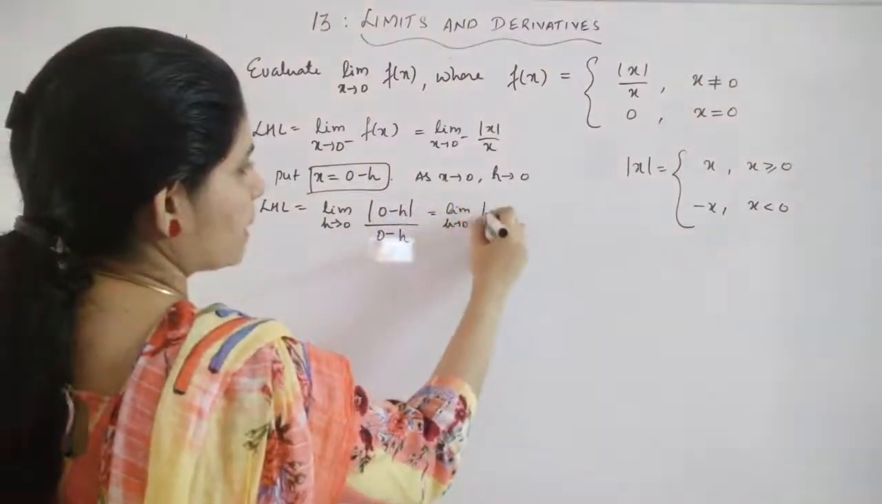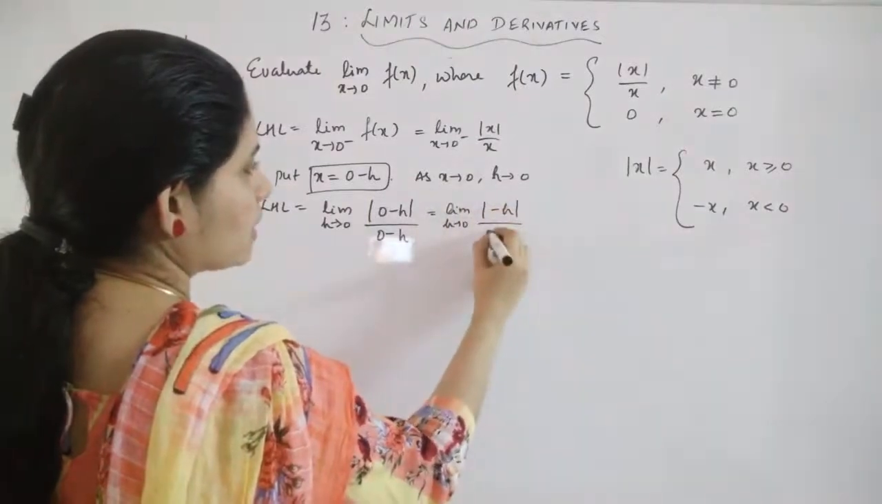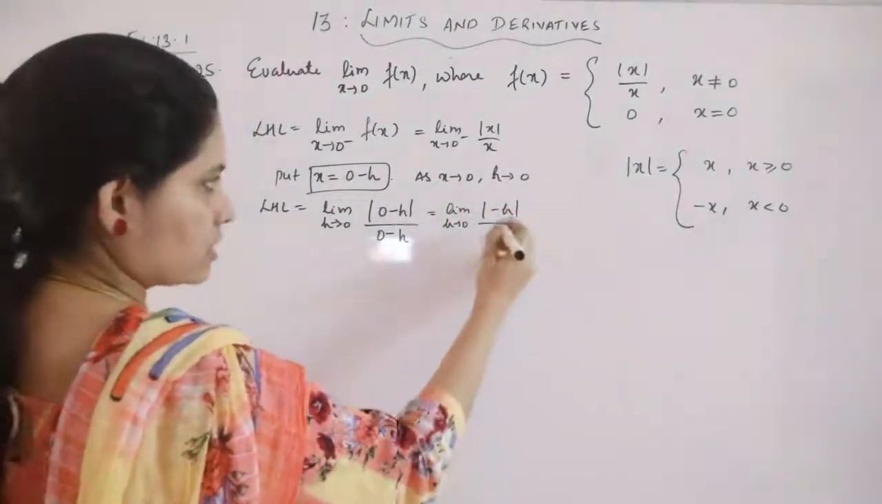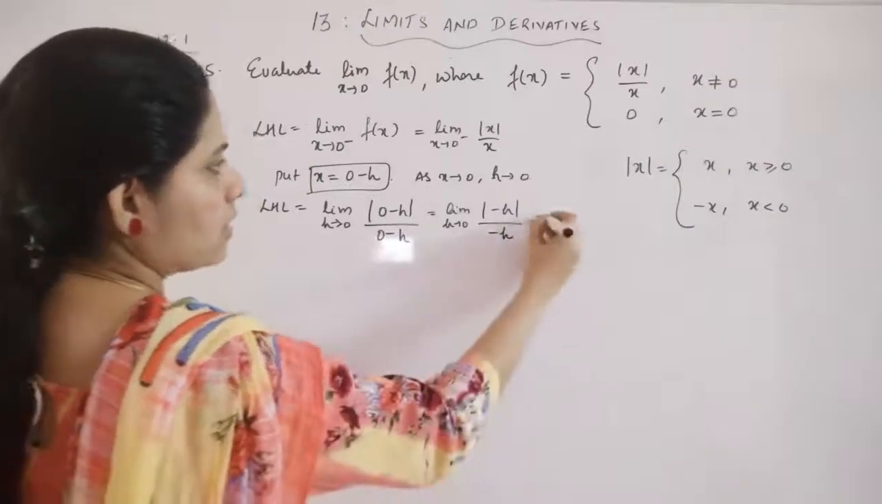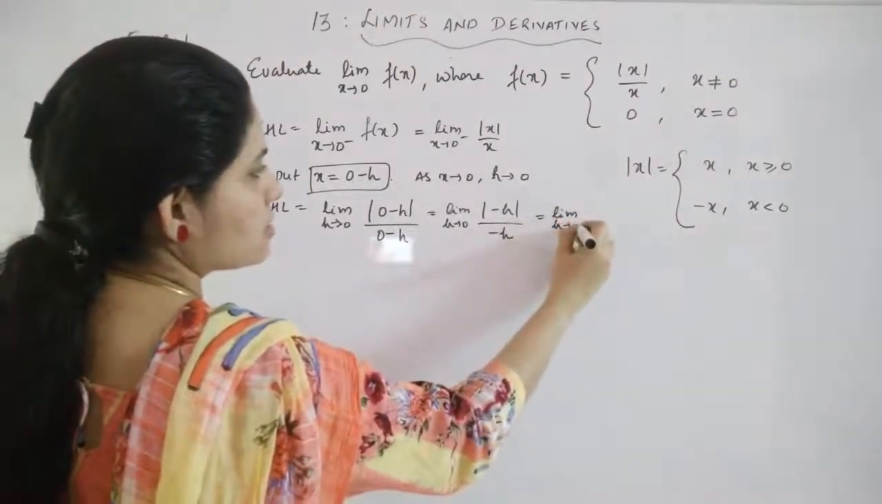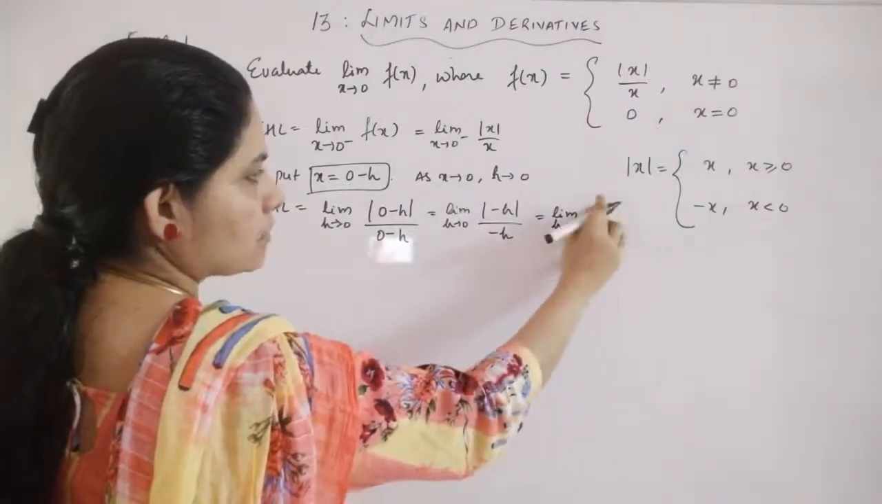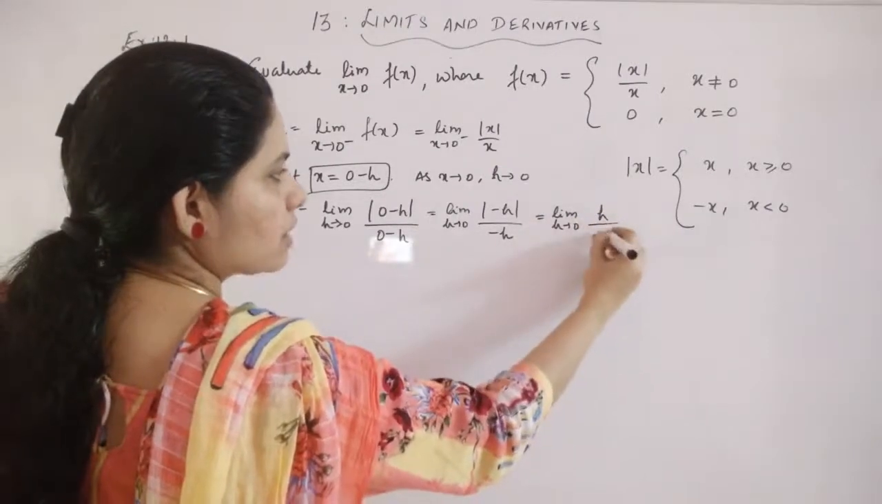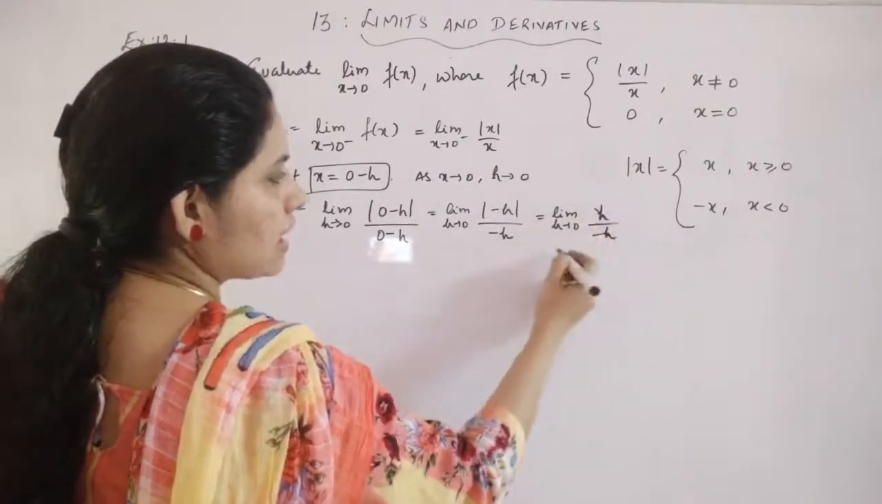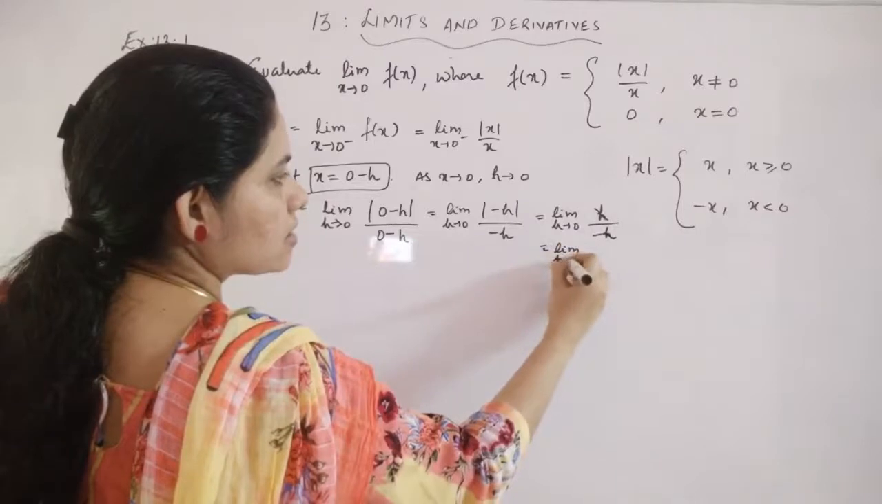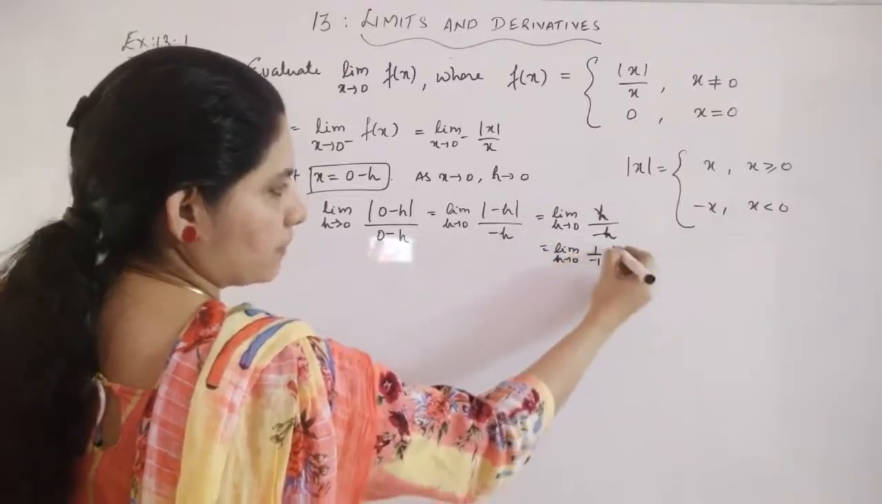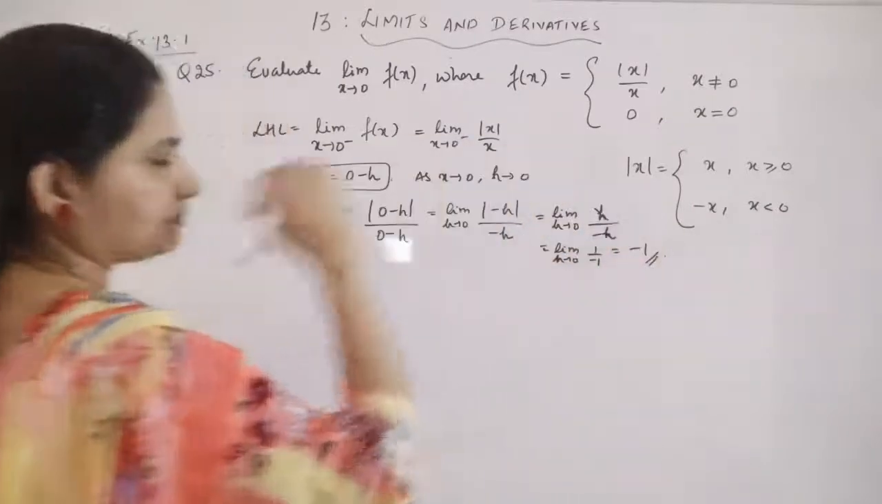which is equal to limit h tends to 0. Again, mod of a negative gives the negative of the negative, which becomes positive. Here it is minus h. So this is limit h tends to 0. Mod of minus h will give you h only, divided by minus h, so that h gets cancelled and you are getting limit h tends to 0 of 1 by minus 1, or minus 1.